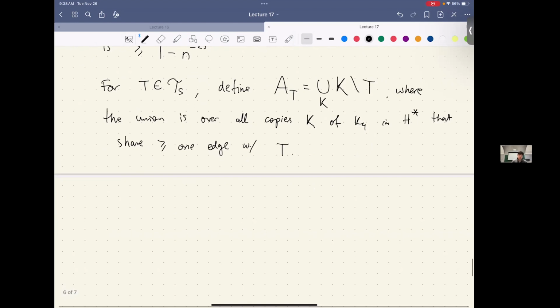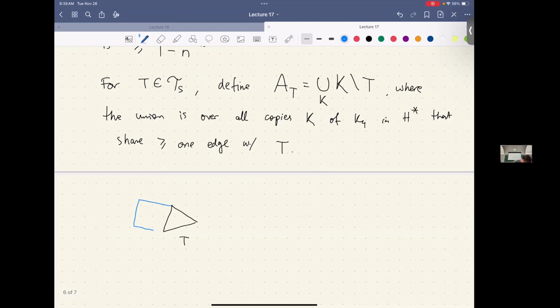Let me draw some picture. Here is T. What is AT? This is a K. This is a K, right? That's a copy of K4 sharing an edge with T.